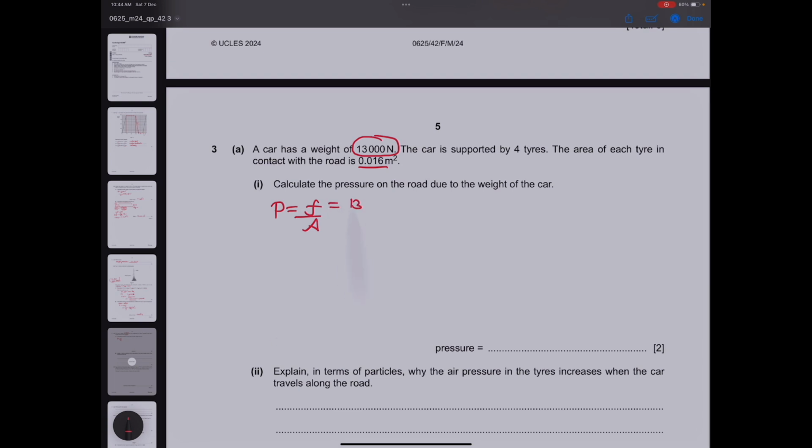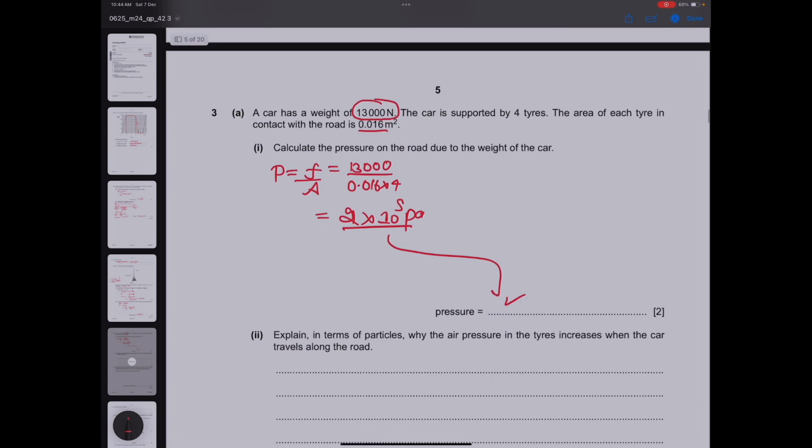So force is 13,000, but this will be balanced by 0.016 times 4. So now you just put it in the calculator, your answer will come out to be 2 times 10 to the power 5 pascals. This is what you need to put here.